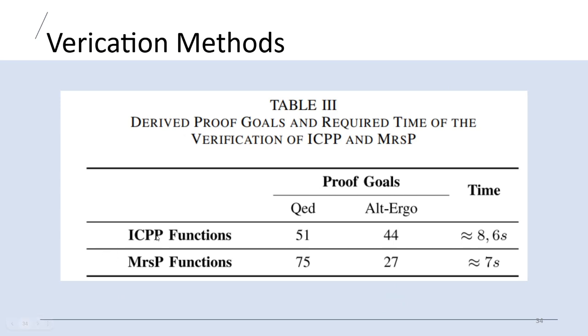Today, the ICPP function and MrsP function will choose the two proof goals. One is QED and the other is Alt-Ergo, and the time cost is like this.